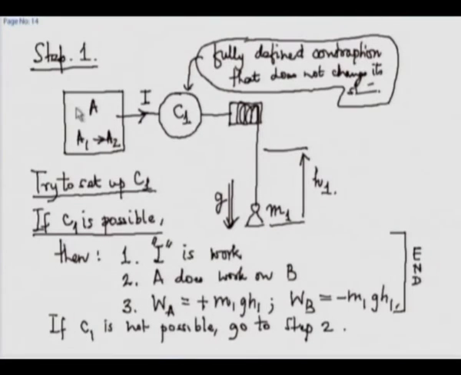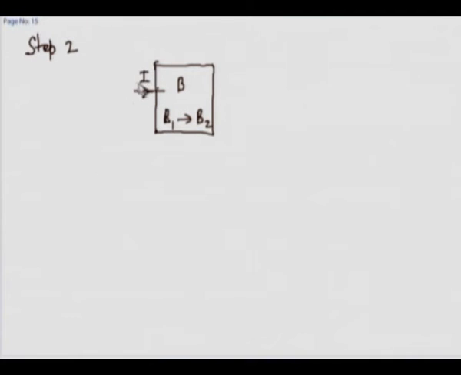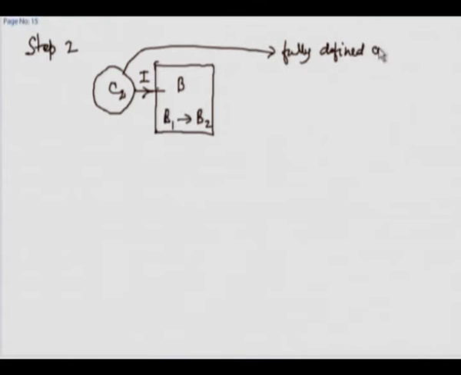Now, it is possible that we cannot set up C1, in which case we will try to set up C2 in a similar fashion. We come to step 2, and here we say that look, I have this system B which went from state B1 to B2 executing our process by having an interaction I with A. But I would like to replace this A by C2. C2 again a fully defined contraption, as in case of C1, no change in state.